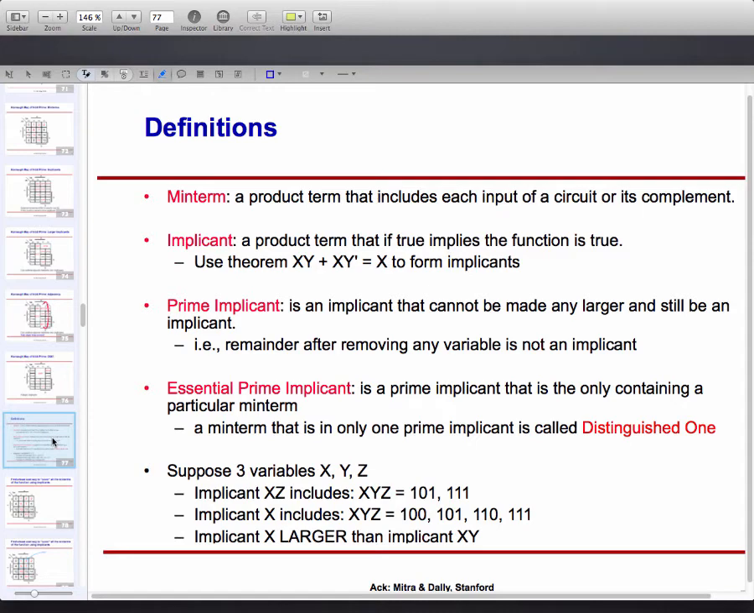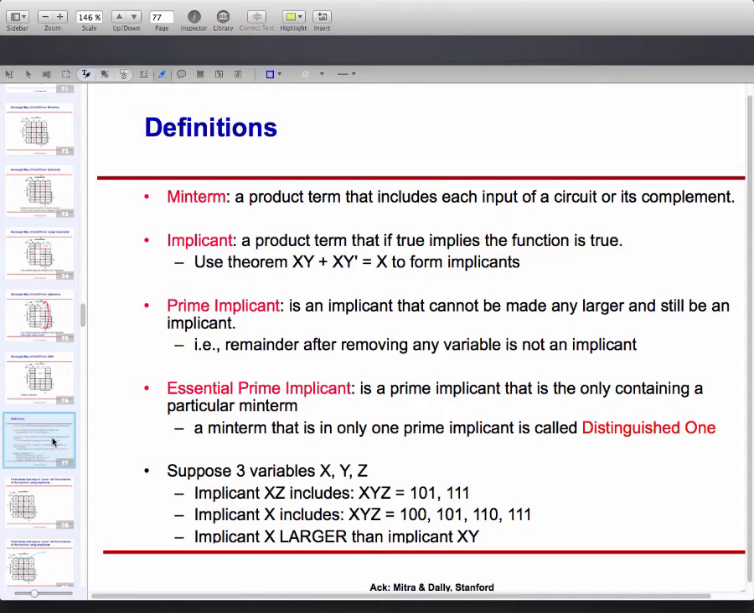So an edge would not have one of the inputs present. A face will not have two of the inputs present. So they are implicants, they are not minterms. Right, so you're saying that implicants are the ones that make the function true, but minterms are just all the possible ones.